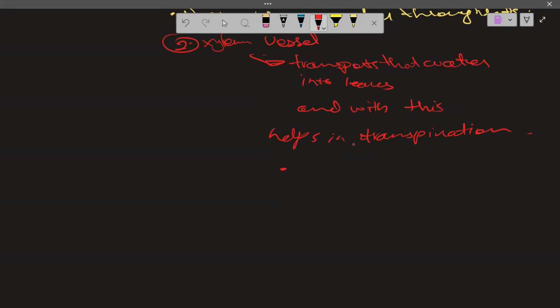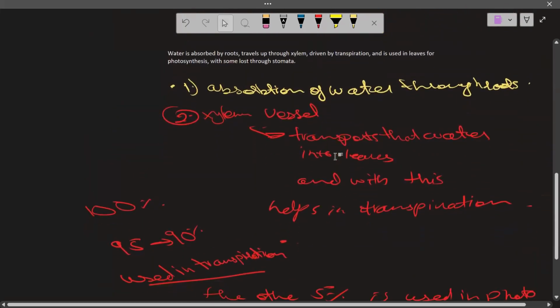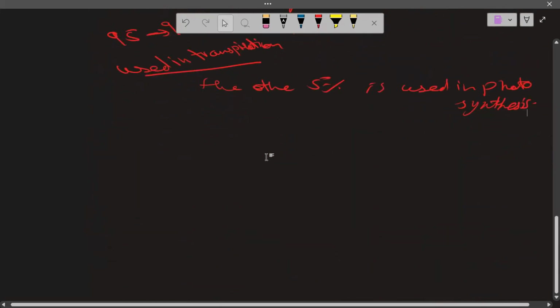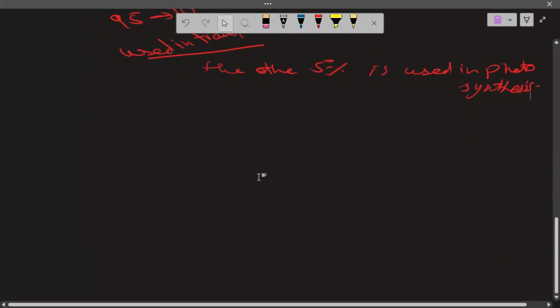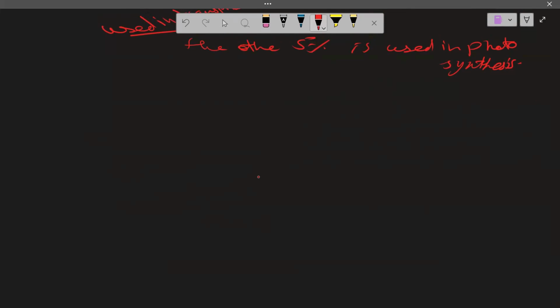When it gets into the leaf, actually, when a plant absorbs 100% of water, 90 to 95% of the water is used in transpiration, while the other 5% is used in photosynthesis, by which the products are created, glucose and oxygen, and also some of the water is lost through stomata.